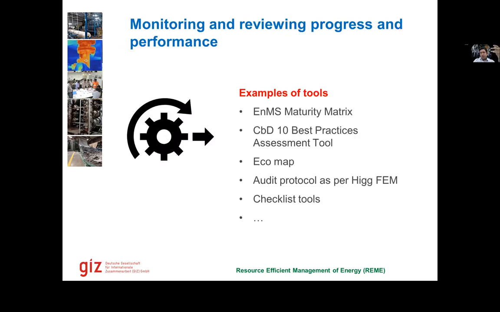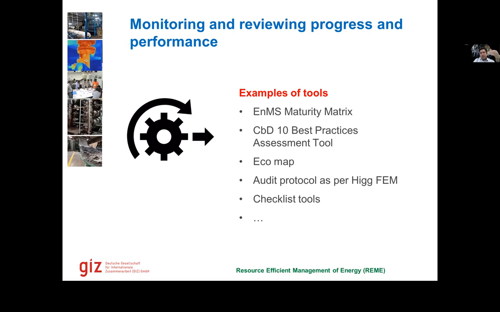Some example tools. Remember the energy management system maturity matrix, the Clean by Design Test 10 best practices tools, the eco maps that we used, and the HIG facility environment module points that we had. You can use all these for performance monitoring as well. You can use different checklists. For example, if you used a boiler efficiency improvement checklist earlier, where you checked whether the boiler is operating well or not, or has any leakages or not. There could be many points that you might have evaluated earlier, which are not directly linked to the energy savings, but are linked to the operation of the boiler in an efficient way.